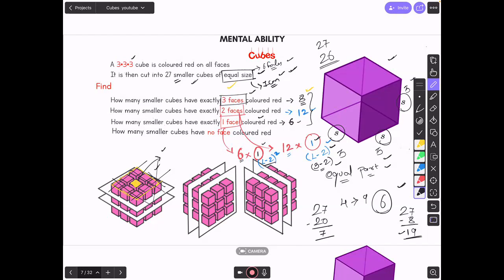Now the question is this, how many are there which are having no face colored red? So how many for that? This should be simple now. How many with no face colored red? Out of 27, 26 are over. So the one which is there in the middle, which you cannot see from outside because it is inside somewhere here, that will be having no face colored red. Okay, so how many are there with no face colored red? One. Okay, that's how you complete it.